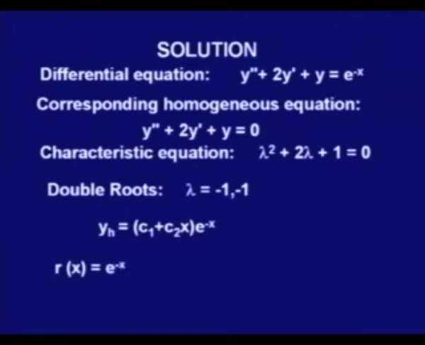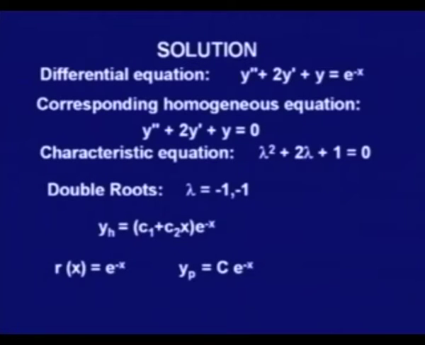Now, the right hand side is e^(-x). If I use our table, I would get yp as a times e^(-x) or c times e^(-x), but this e^(-x) is also a solution of my homogeneous equation. Moreover, the solution corresponding to the double root, x times e^(-x), is also a solution. So, we have to apply the modification rule.